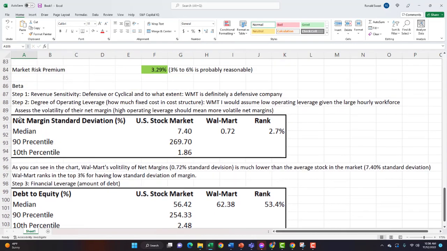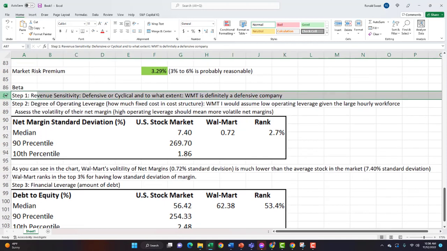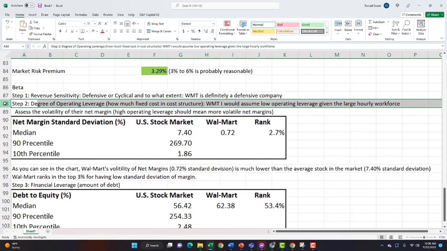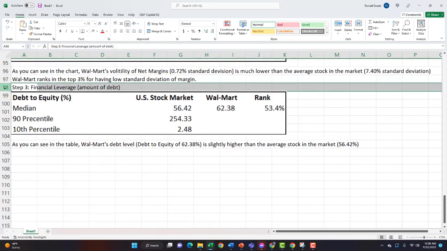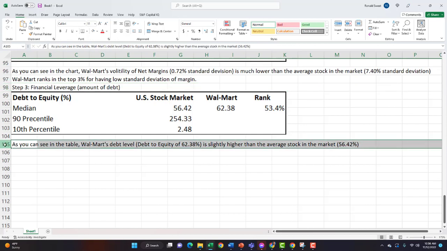I think Walmart's a low beta stock because they're defensive. They have very low operating leverage because they have very, very stable net margins. So that also implies a very low beta. Their debt to equity is slightly higher than average, but not much. So that's probably not going to have much impact on my final beta. But at least I've assessed it.